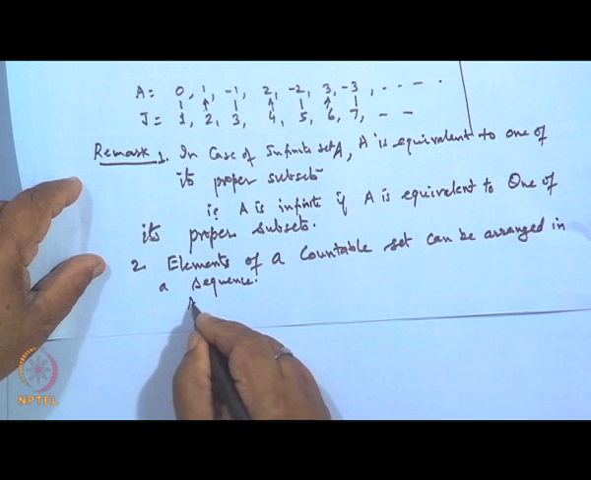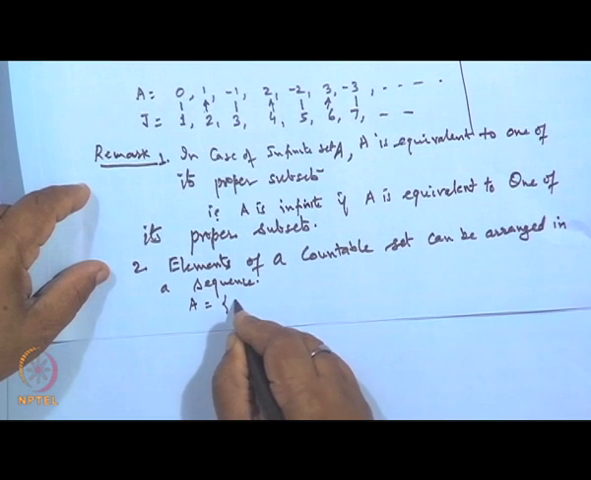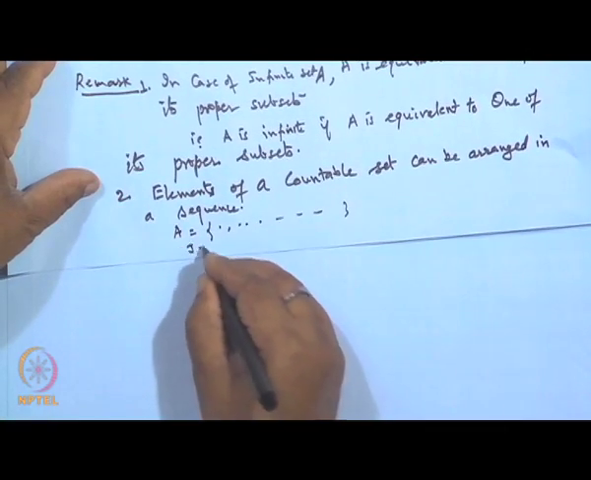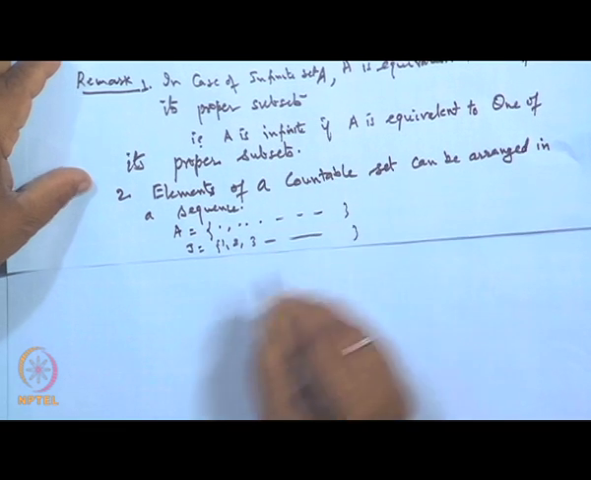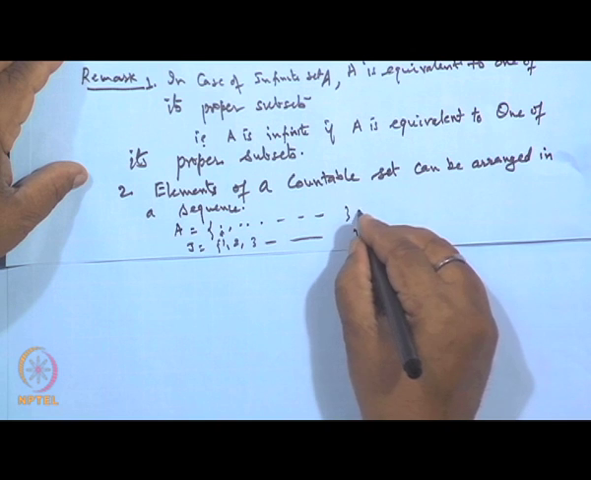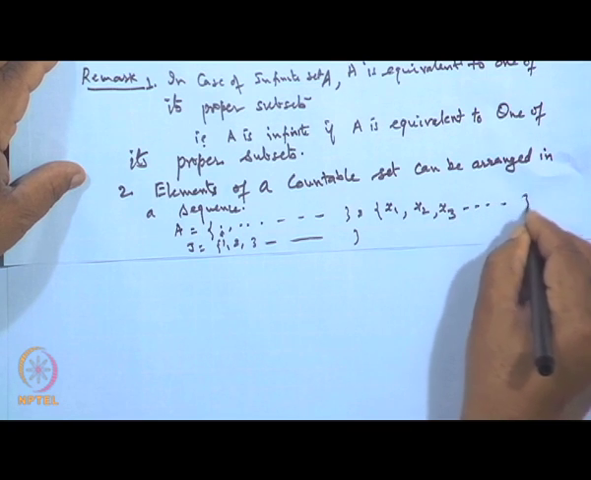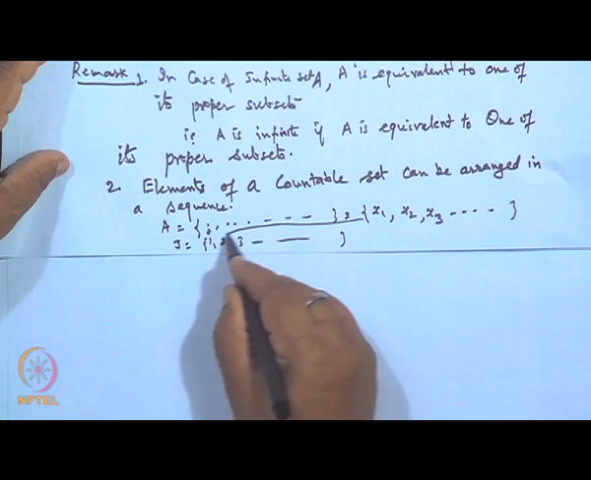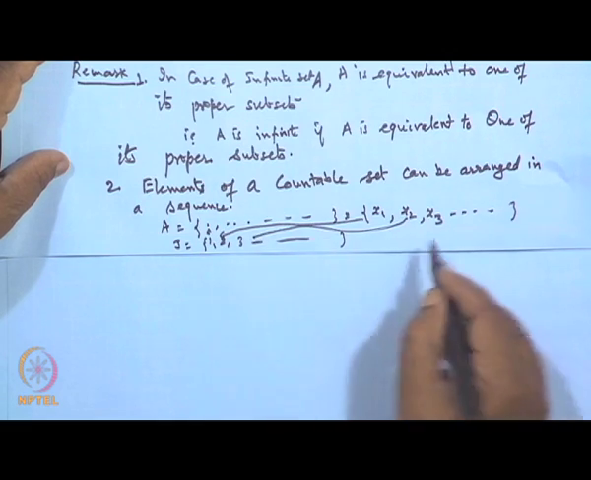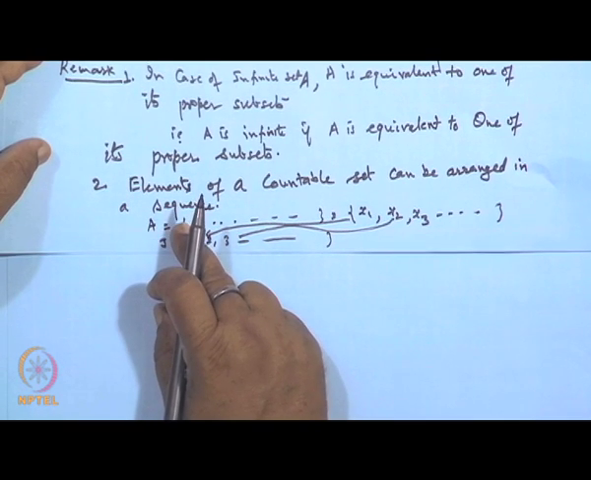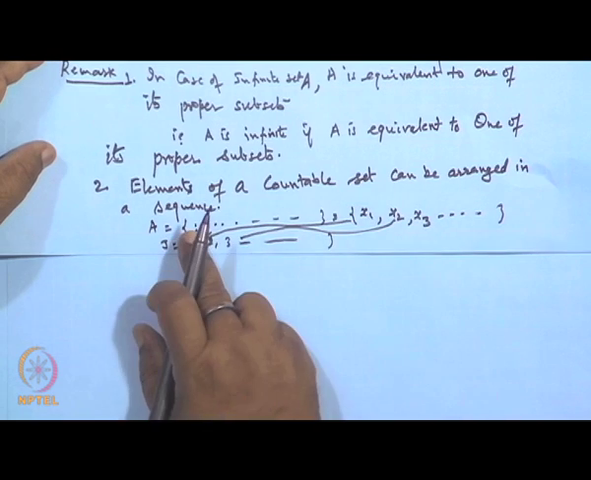If A is any set having the elements, say, these are the elements of the set A, then J is 1, 2, 3 and so on. It has a 1 to 1 correspondence. So, corresponding to 1 you are getting x 1, corresponding to 2 you are getting x 2, corresponding to 3 you are getting x 3 and so on. So, we get the 1 to 1 correspondence between the set of positive integers and the elements of the set. So, elements of a countable set can be arranged in the form of a sequence. This is also a remark which we will use.